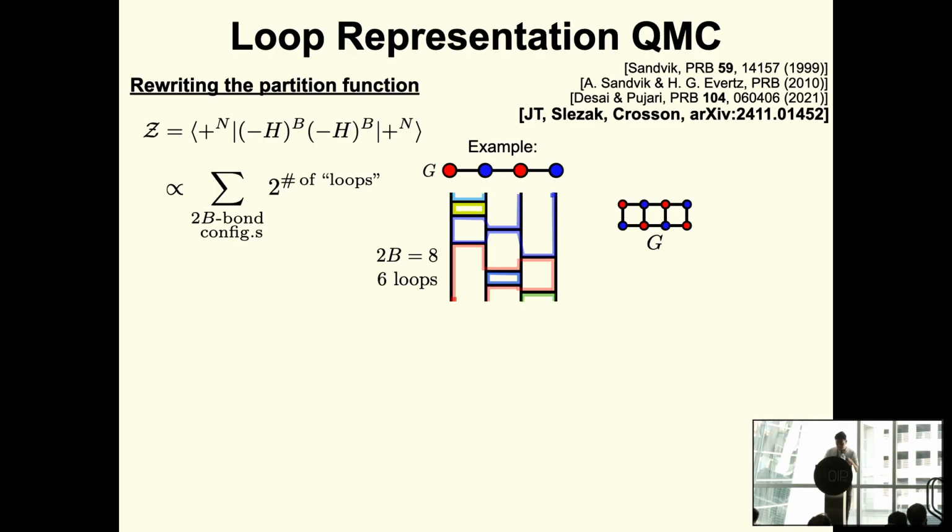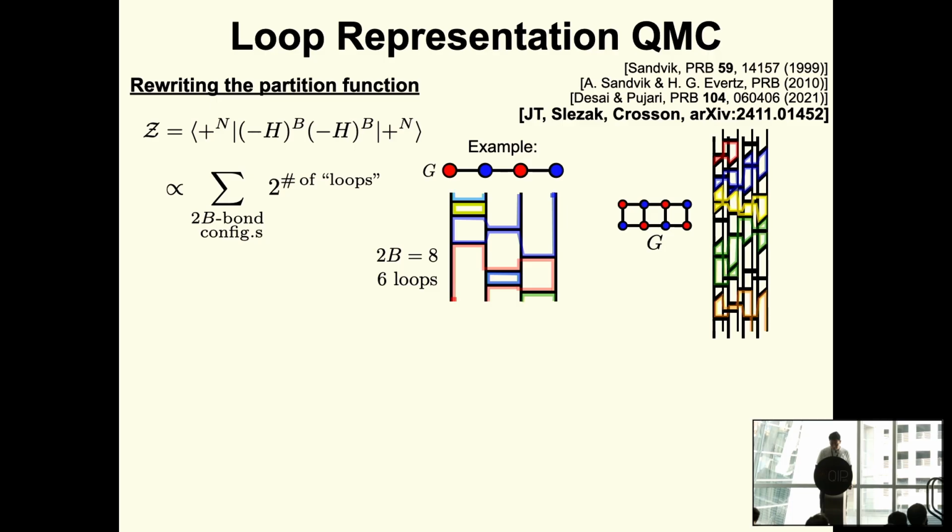And if you have a more complicated graph, it's still going to be the same story, but with more complicated structures. But the key point is that you can always decompose the entire configuration into loops, and you're going to have a weight that looks like this, exponential base 2.